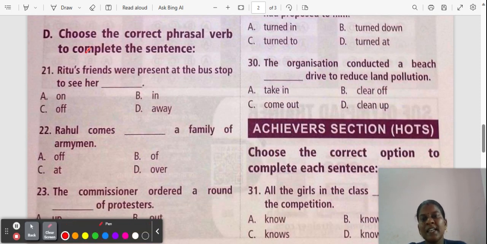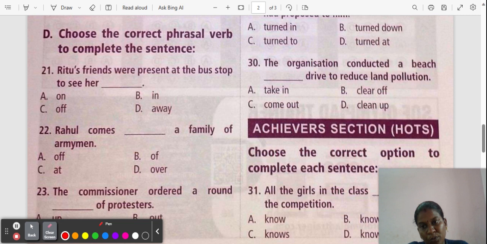Section D, choose the correct phrasal verb to complete the sentence. We have to know phrasal verbs. Phrasal verbs are nothing but verbs combined with an adverb or preposition, or sometimes both, to give a new meaning. We have to move on to the exercise.